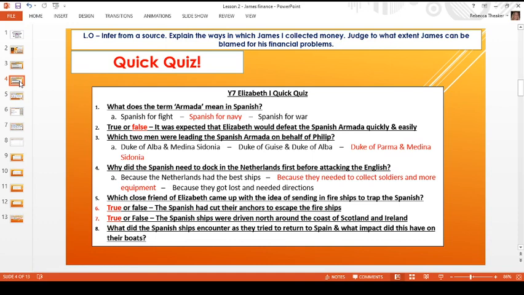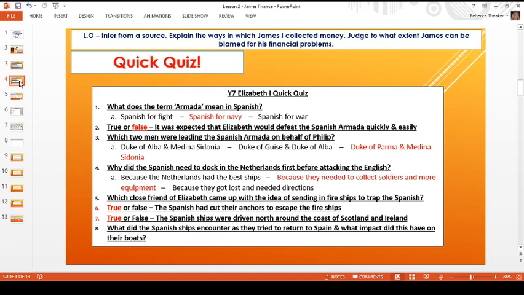6 is true, the Spanish panicked and they cut their anchors to escape the fire ships, which they regretted later. 7 is also true, the ships were then driven up north around the coast of Scotland and Ireland to try and then get back to Spain in that direction. And last one, what did the Spanish ships encounter when they tried to return to Spain? They encountered a really dangerous storm.